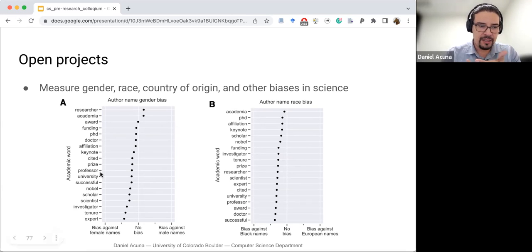And as you can see, we tried biases against female and male names, biases against Black names, African-American names, and European-based names. Basically what we found is that there's a huge bias against female concepts, female names, and it's a very consistent bias against Black names. So we have a lot of work to do in trying to correct these issues.